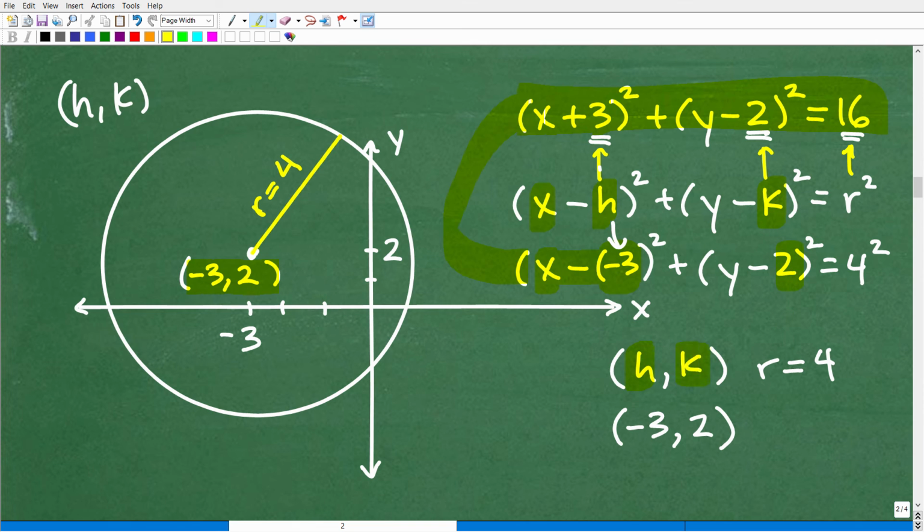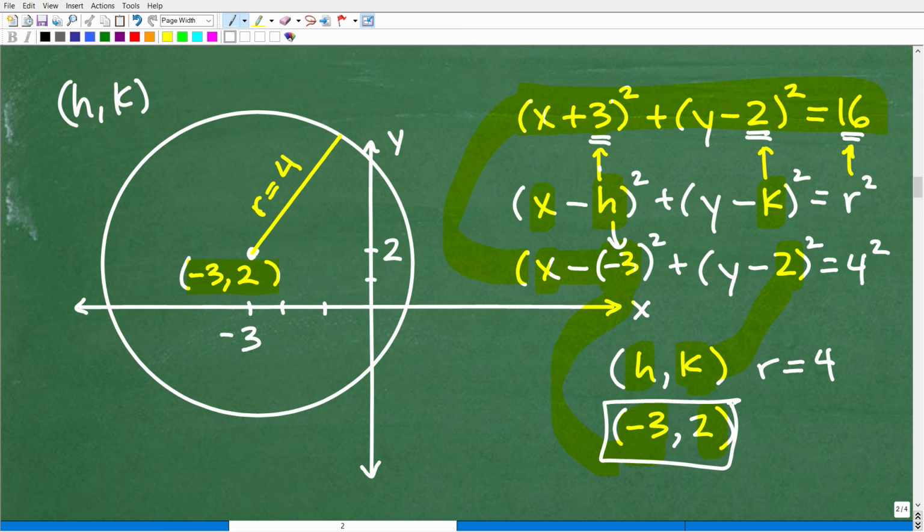So I want h, k. Here, my negative 3 is h, and my k value is 2. Not negative 2, just 2, because that's what the formula is: y minus k, x minus h. I just want the h and the k. And once I have that, I have my center.